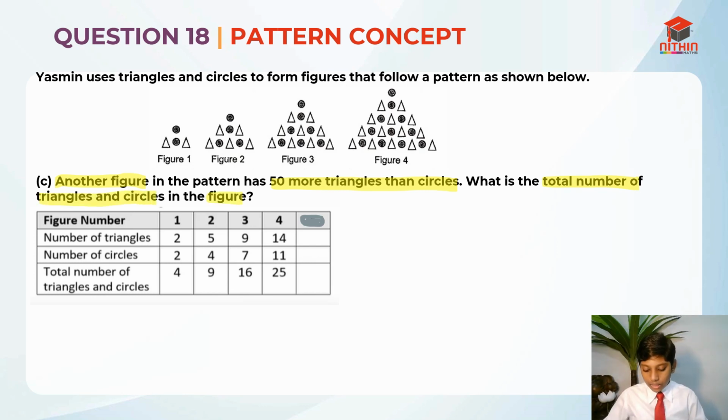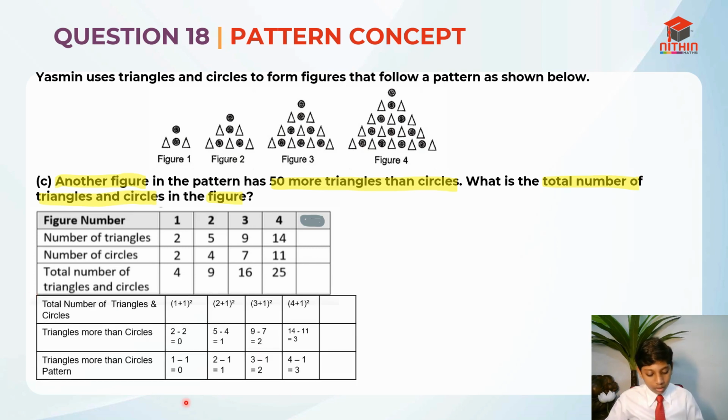Okay, so they are telling us that instead of having the total number, they're giving us the difference of the triangles and circles. So there's 50 more triangles than circles in another figure. We do not know the figure number. What they are asking us is the total number of triangles and circles in the figure. We don't even know the figure. How are we supposed to find the total number of triangles and circles? Okay, it's really easy. We just need to add this column over here.